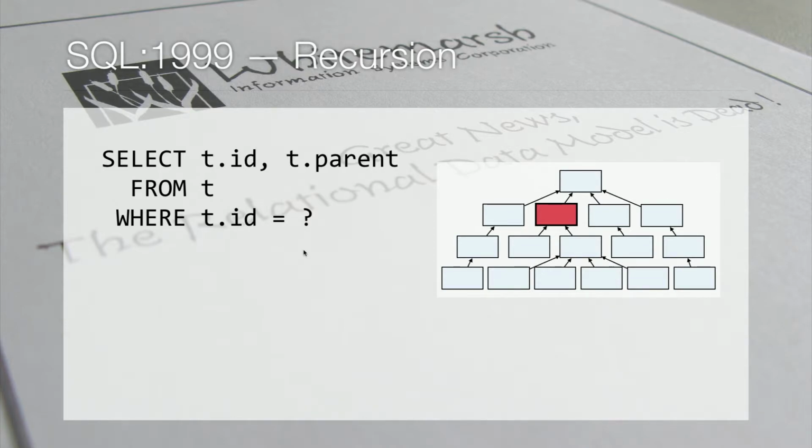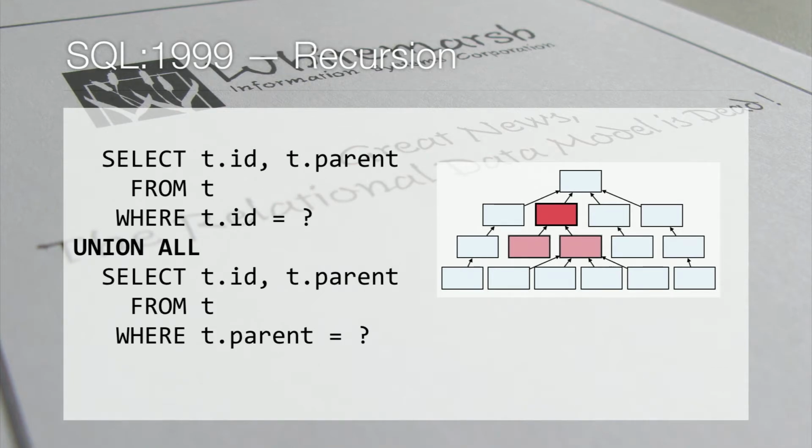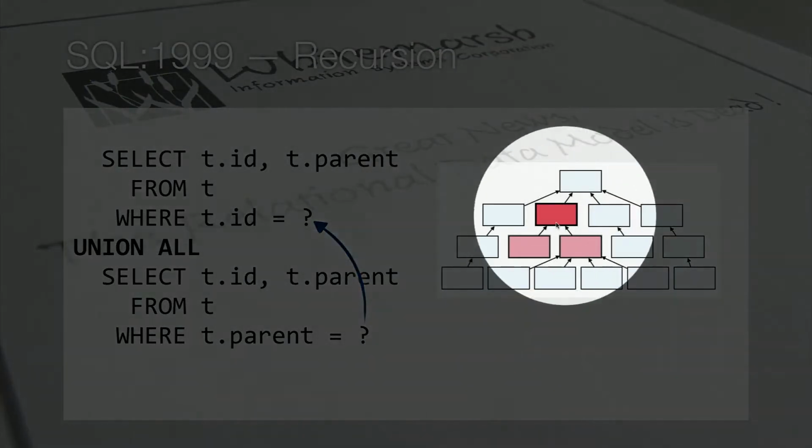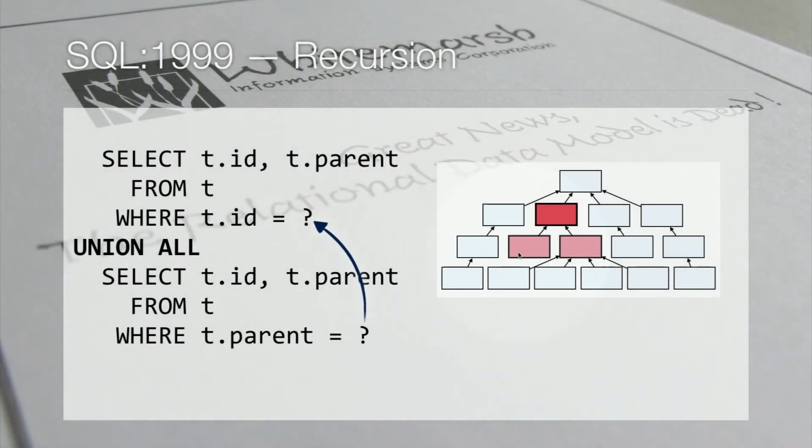Even SQL92 had some support for that because we had the UNION ALL operator. So we can combine the result set of another query into a single result set in a single query. And here we can search the same value, but not on the ID column, on the parent column. This way we can easily find the second level of these nodes, because now we are searching for all the nodes that point to that parent.